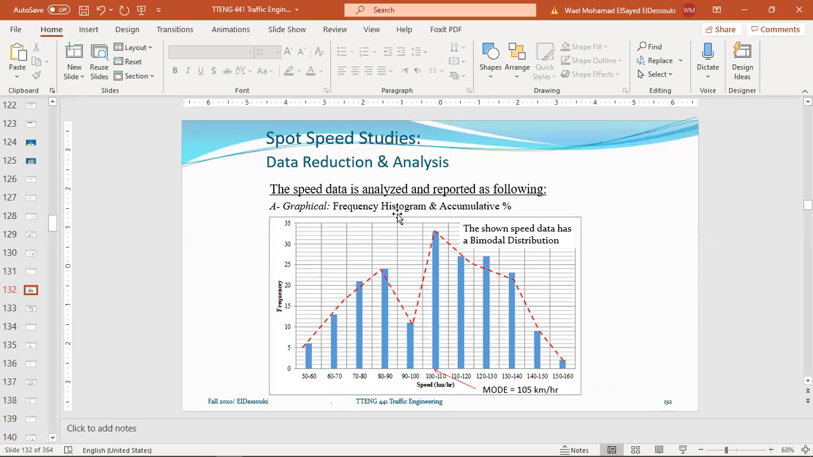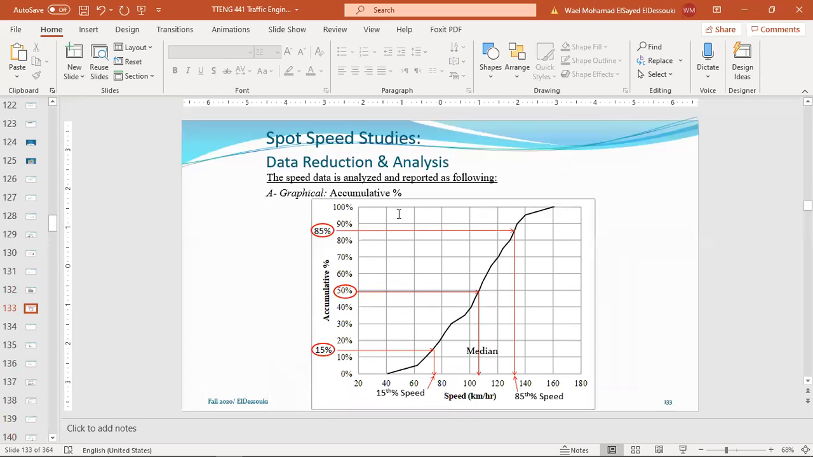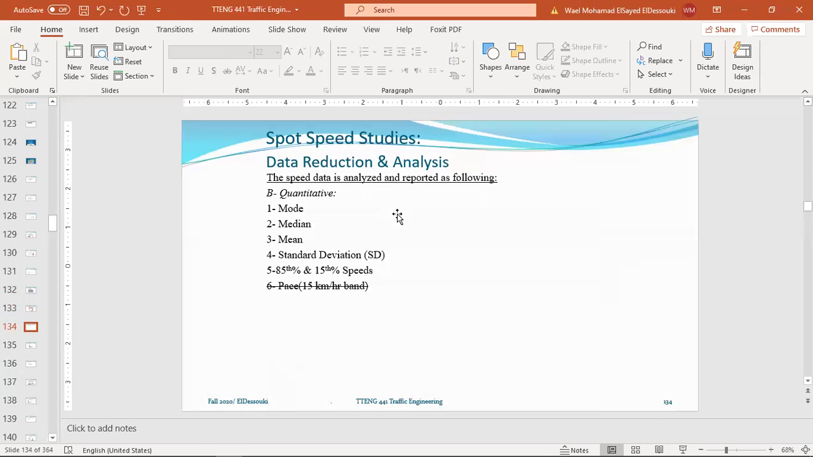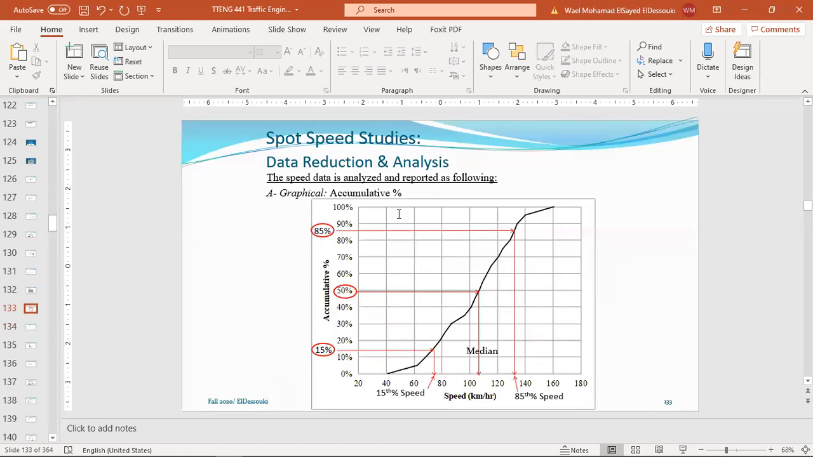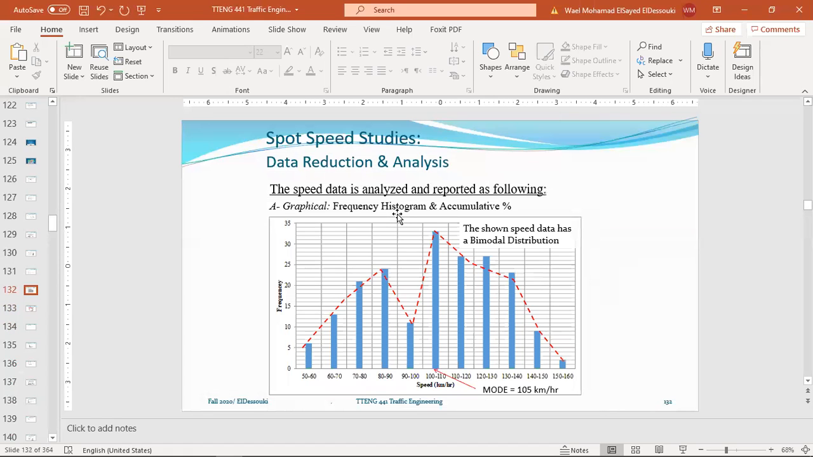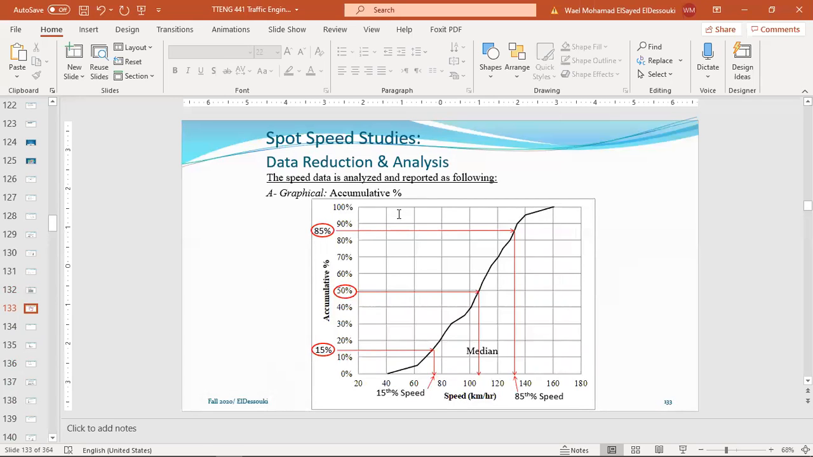Usually we do a data reduction by drawing the histograms and the cumulative frequency to estimate the 85th percentile, the 50th percentile, and the 15th percentile. These are the main descriptive parameters that we need. So we have the graphical representation of the frequency histogram and the cumulative percentile.